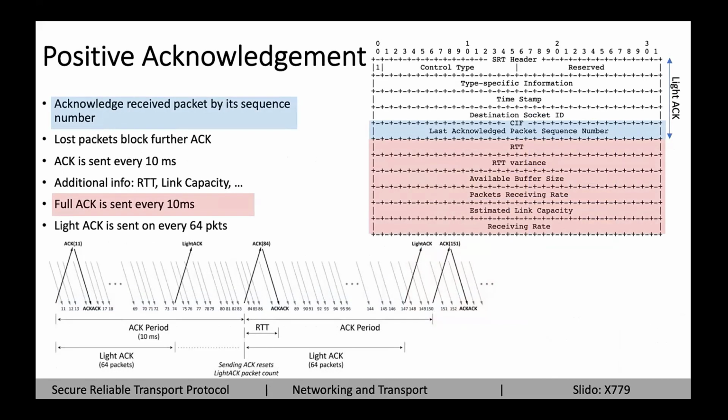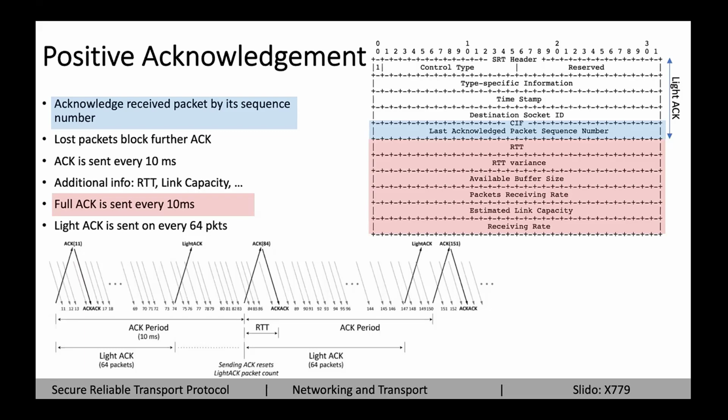SRT uses regular acknowledgement packets to acknowledge the reception of a certain sequential number of packets. An ACK packet has a dedicated field called last acknowledged packet sequence number, so it refers to the sequence number of the packet that I showed in the previous slide. Acknowledgement packets are sent periodically, by default every 10 milliseconds. They also carry some useful information estimated by the receiver, like RTT of the link and link capacity estimation.